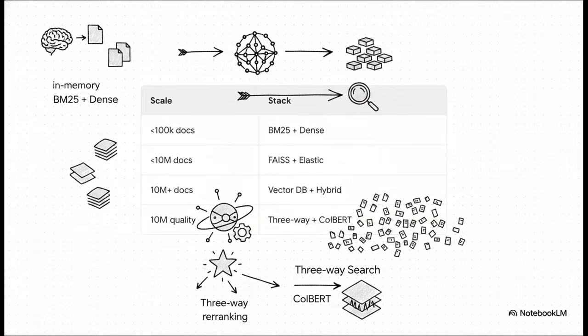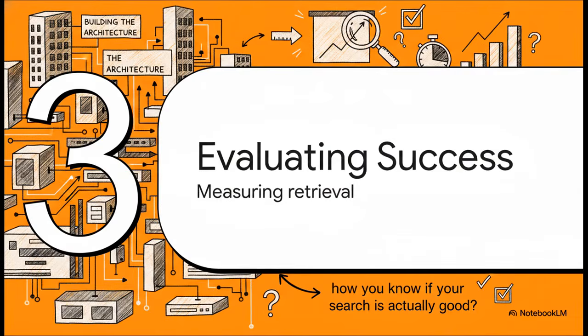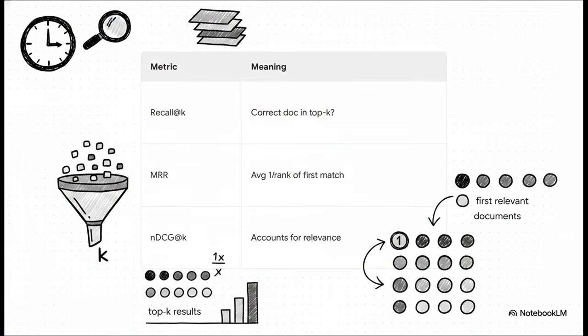And at the absolute best quality frontier, you're deploying three-way search plus ColBERT late interaction re-ranking. Section 3. Evaluating retrieval success. You absolutely must budget time for evaluation before you ever test your end-to-end AI accuracy. Here are your 3 major metrics.